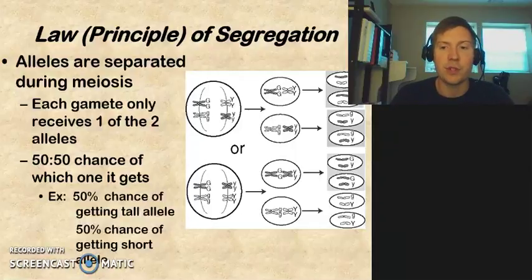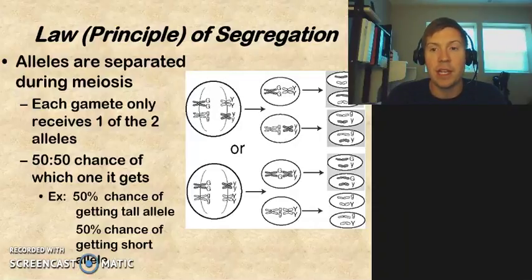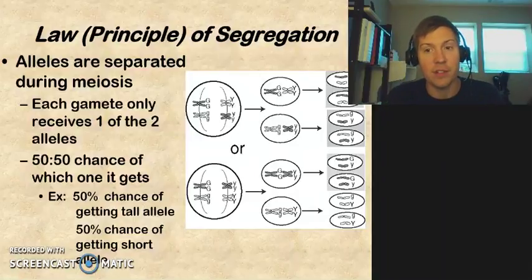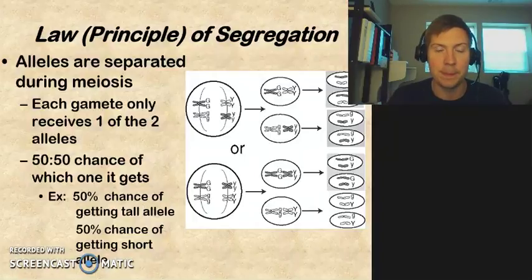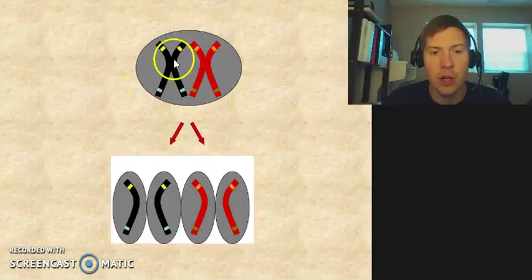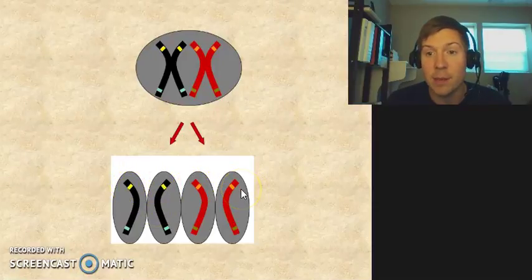So for example, if we were talking about these pea plants and their height allele, if a plant had one allele for tall, one allele for short, half of its gametes would have the tall allele and half of its gametes would have the short allele. But none of its gametes would have the tall and short allele, just one. And this is a diagram of that. So up here we have our chromosomes, and these little bands are showing the alleles. Okay? So during meiosis, these chromosomes separate, and now we have different alleles in these gametes.